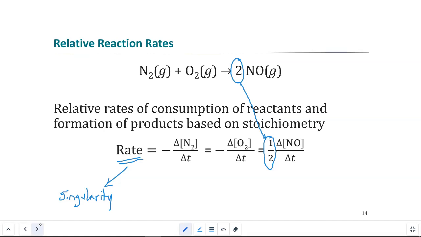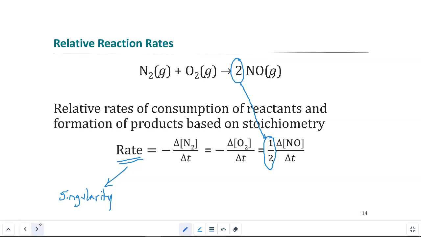So negatives for reactants, positives for products. And if we're comparing rates of change to each other, whatever the coefficient is, we have to factor that in to making it correct.